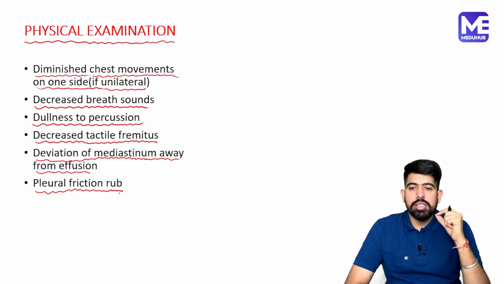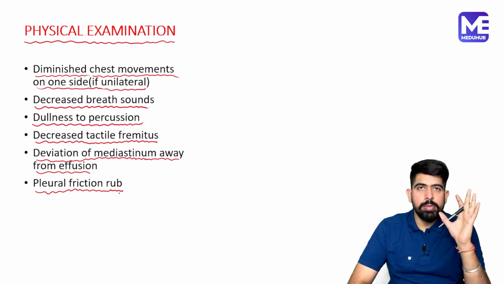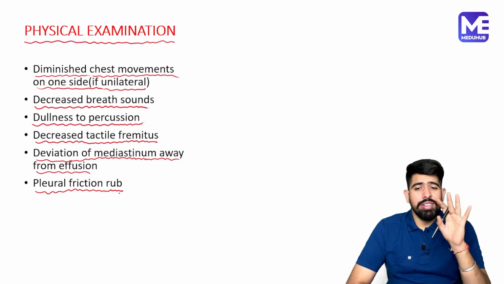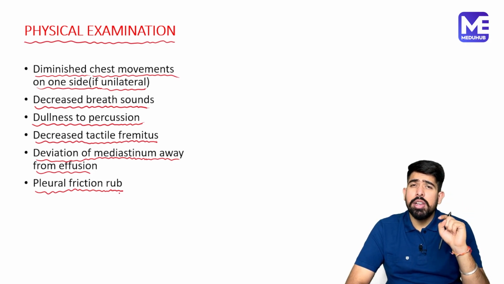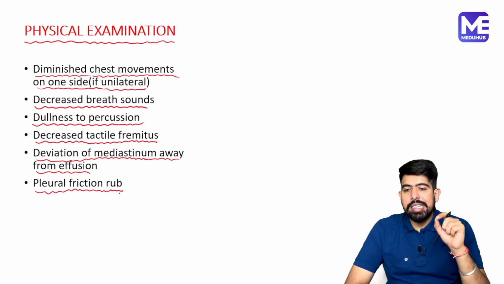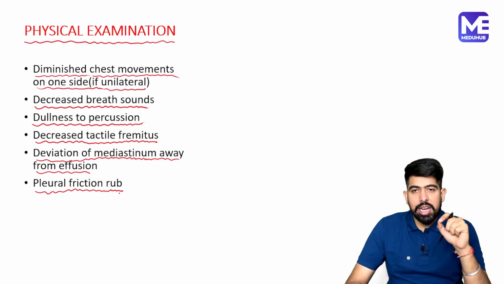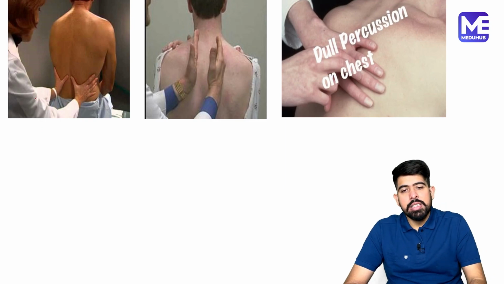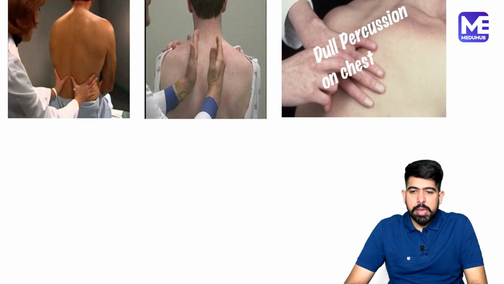The important examination: we are seeing diminished chest movement. Second, on auscultation, we are getting decreased breath sounds, and we are seeing dullness on percussion. So these are the important examinations. You can see here we are doing palpation, and by palpation you can see the breath sound will be decreased, right?